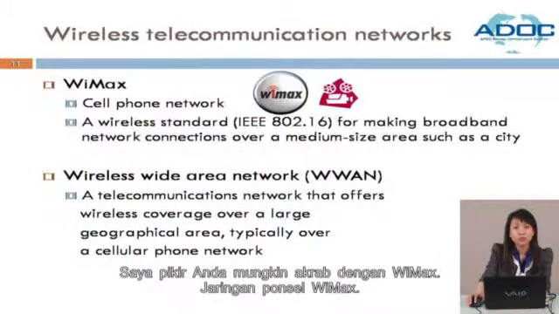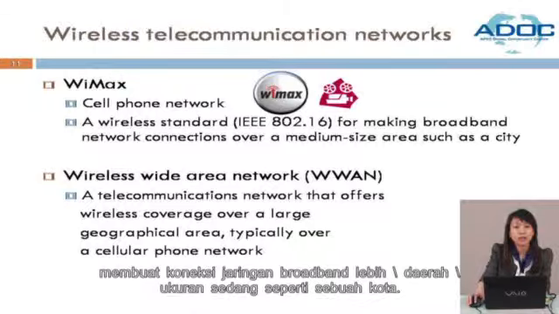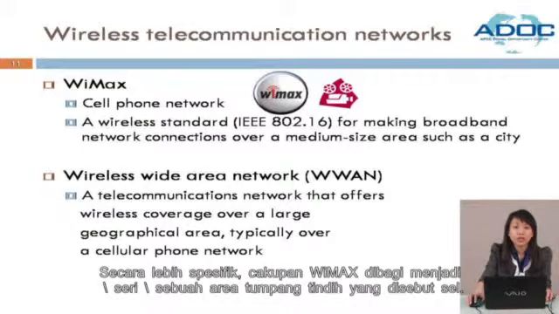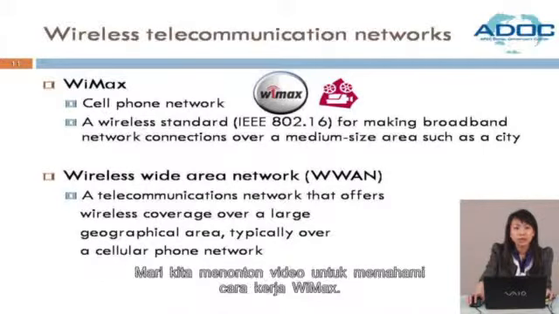I think you may be familiar with WiMAX. The cell phone network is WiMAX. WiMAX is a wireless standard for making broadband network connections over a medium-sized area, such as a city. More specifically, WiMAX coverage is divided into a series of overlapping areas called cells. Each of cells provides broadband internet coverage within a given geographic area. Let's watch the video to understand how the WiMAX works.